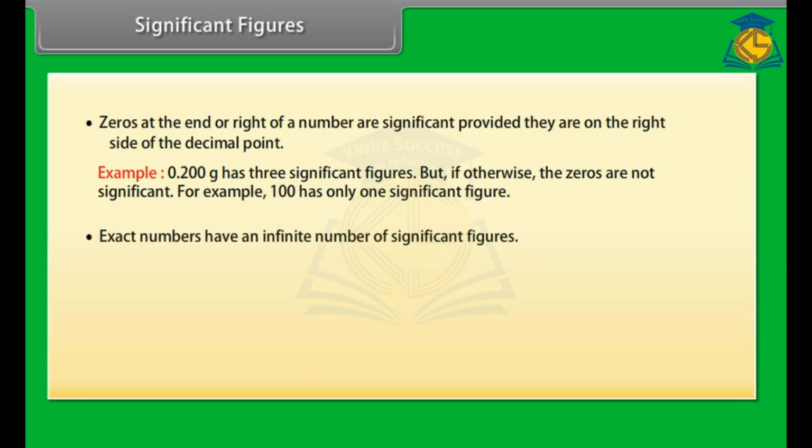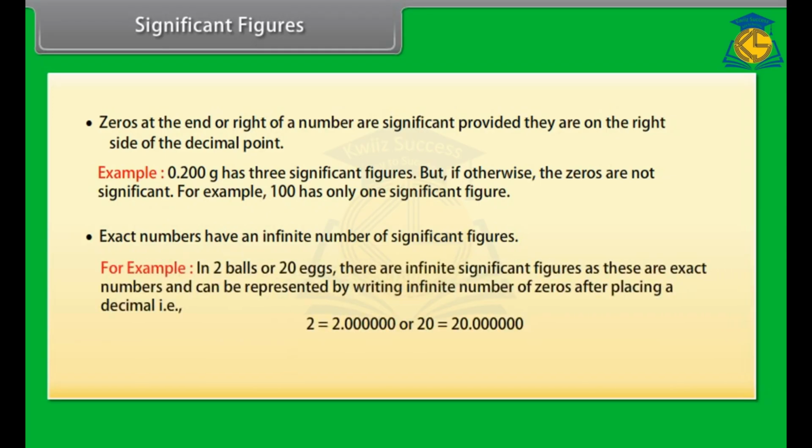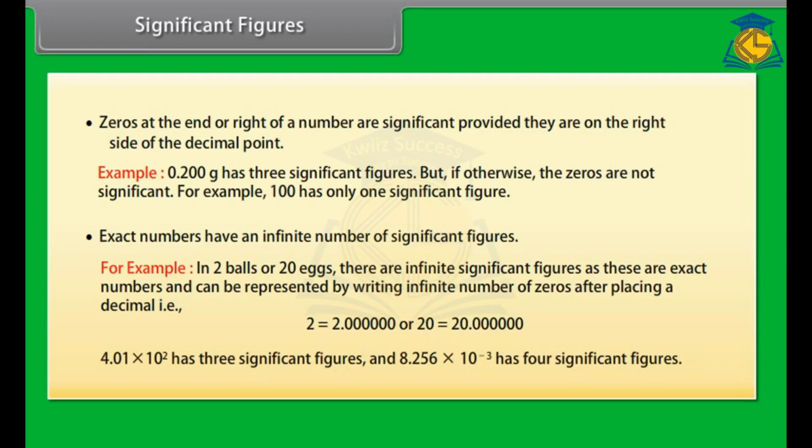Exact numbers have an infinite number of significant figures. For example, in 2 balls or 20 eggs, there are infinite significant figures, as these are exact numbers and can be represented by writing infinite number of zeros after placing a decimal, that is, 2 is equal to 2.0000 or 20 is equal to 20.00000. 4.01 times 10 raised to the power 2 has three significant figures, and 8.256 times 10 raised to the power minus 3 has four significant figures.